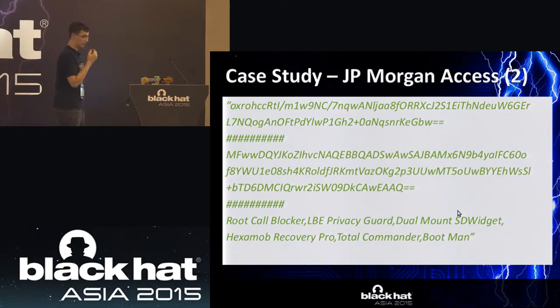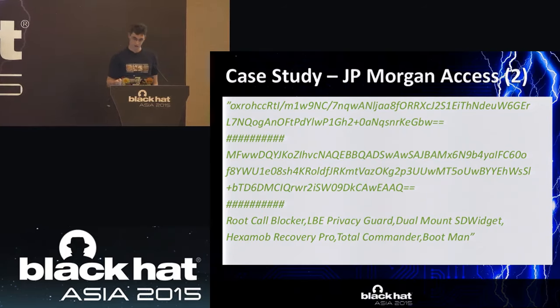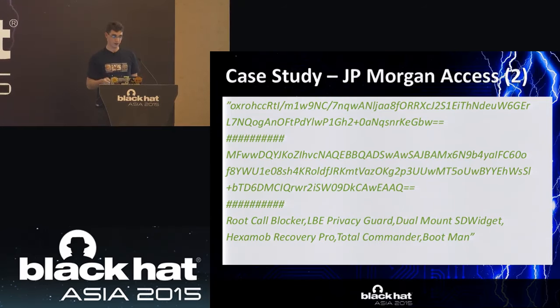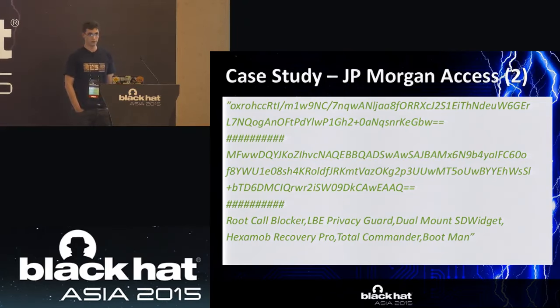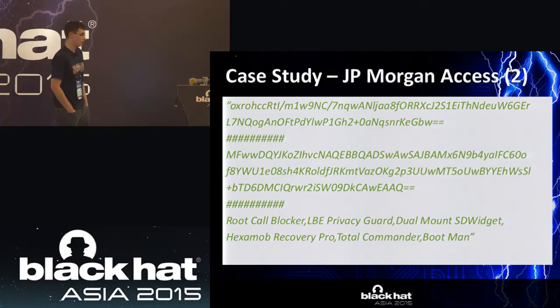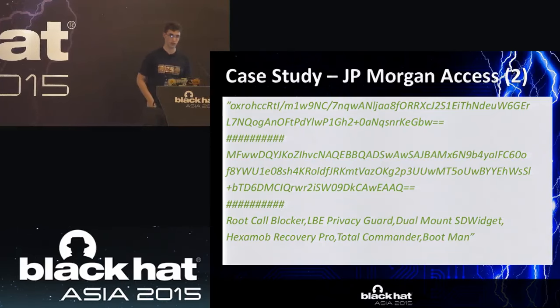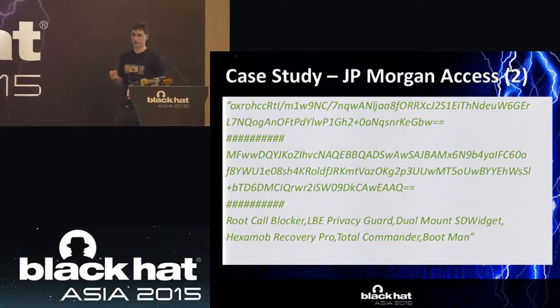In fact, it is a string with several strings in it. We have a recurring pattern to parse the string. The first two seem to be signatures, but the third one does not seem to be a signature. It is in fact a list of applications that use root rights. So our guess is that JP Morgan searches for applications that use root rights. When it detects one, it means the phone is rooted.